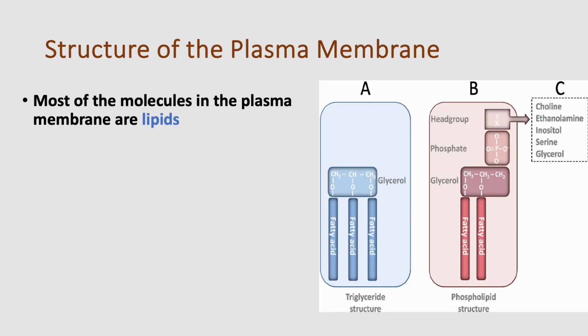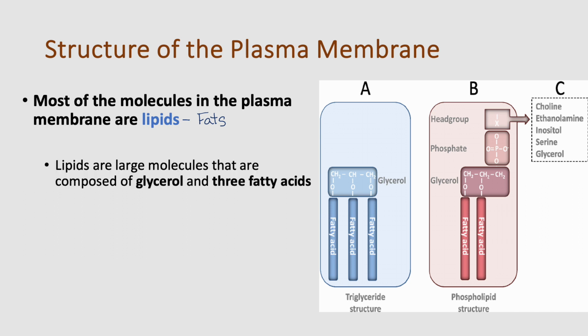If we're talking about the structure of the plasma membrane, it is made mostly of phospholipids. So the molecules in a plasma membrane are lipids, and if you remember back from module 6, those are just fats. Lipids are large molecules that are composed of two main parts, glycerol and fatty acid. Here is our normal triglyceride that we have in our cells. You can see here is our glycerol molecule, and we have our three fatty acid tails. Again, this is a triglyceride molecule.